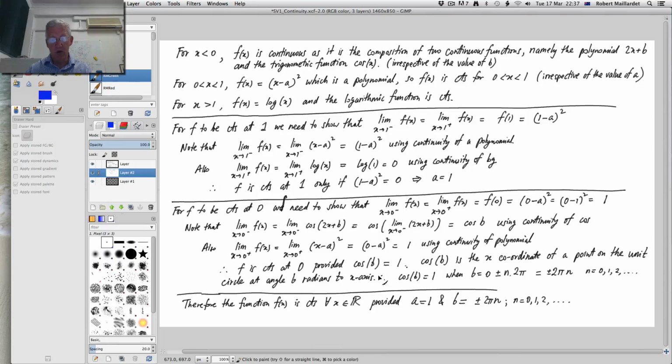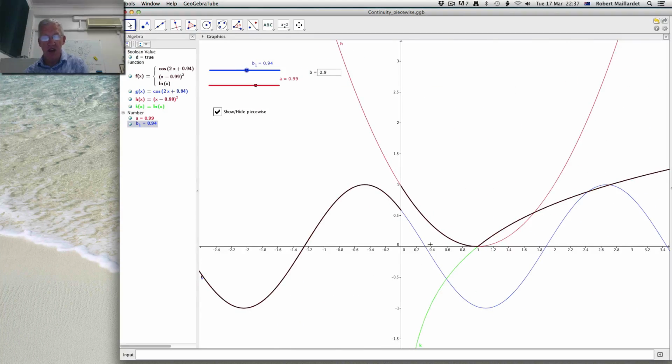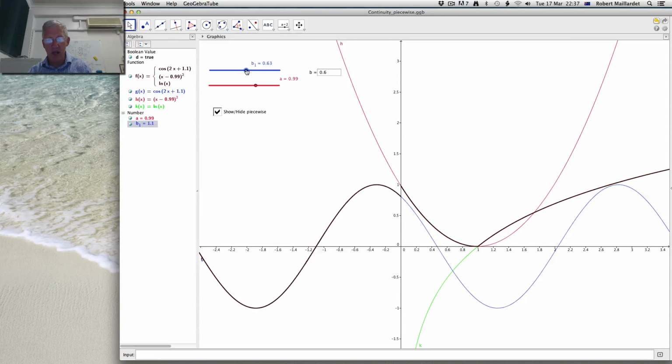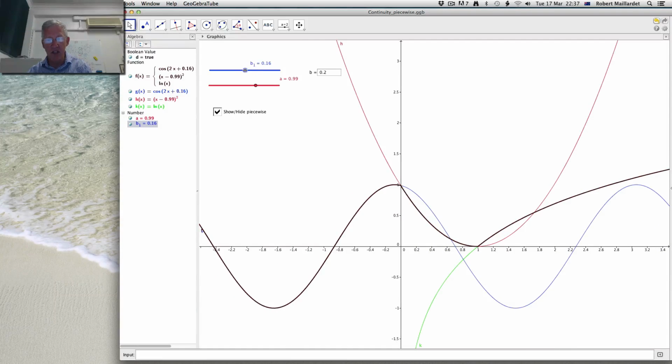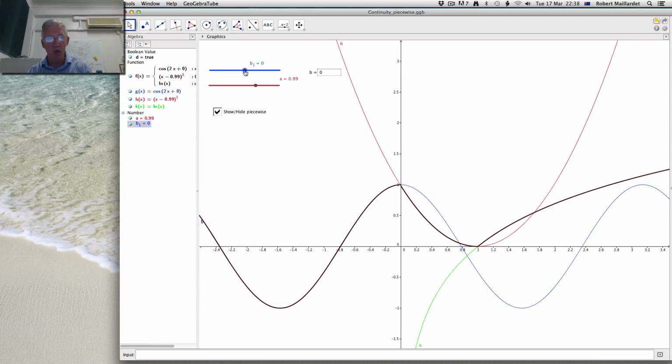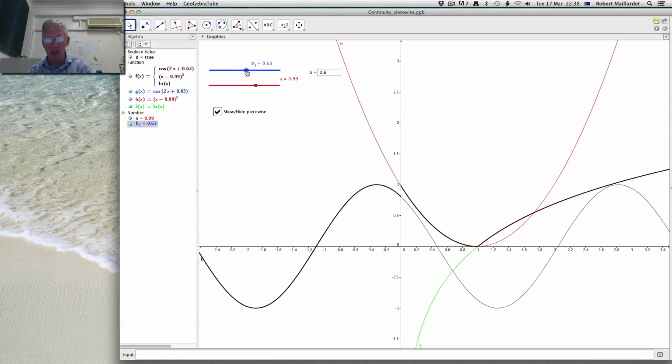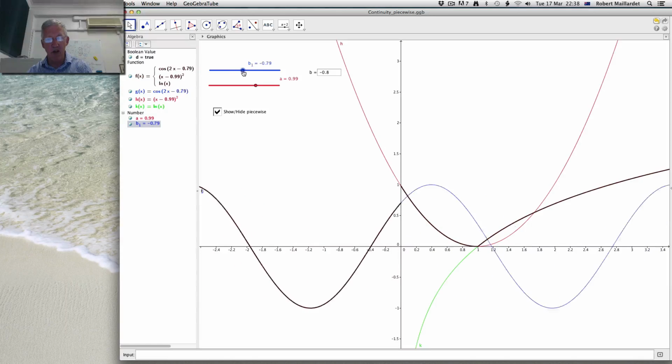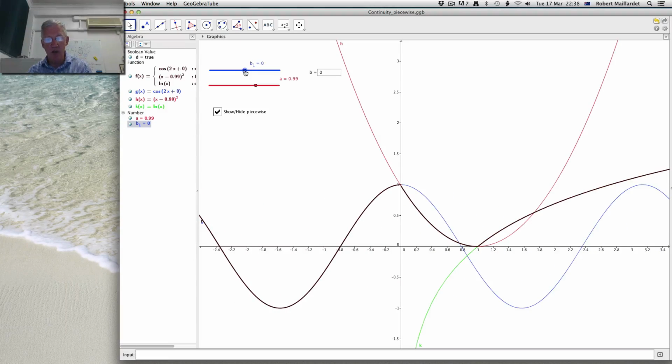And when you work through this, you'll see that you need the cosine function to be at 1, as we saw here. A has been fixed at 1, the parabola is fixed at 1 at 0. We need to find a value of b so that the cosine is 1 at 0, and you can see that b equals 0 will do, but of course, this is a periodic function here. It works for b equals 0.